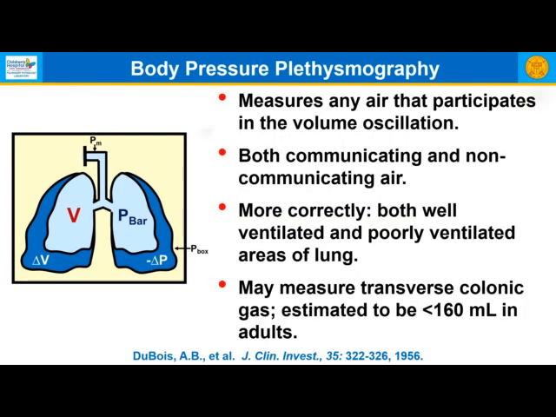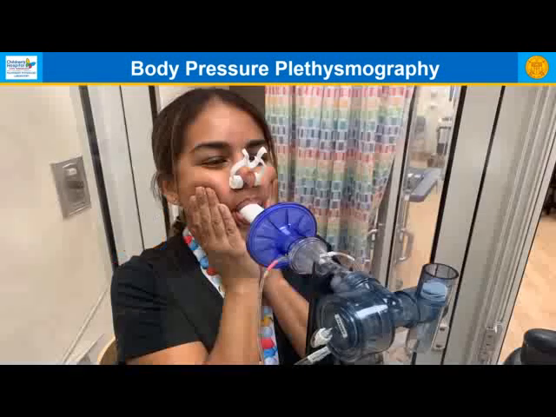The body box measures any air that participates in the volume oscillation. So this is both communicating and non-communicating air, or more correctly, both well-ventilated and poorly ventilated areas of lung. It may, this is controversial, measure transverse colonic gas also, but this is estimated to be less than 160 mLs in adults and probably doesn't make a lot of difference one way or the other.